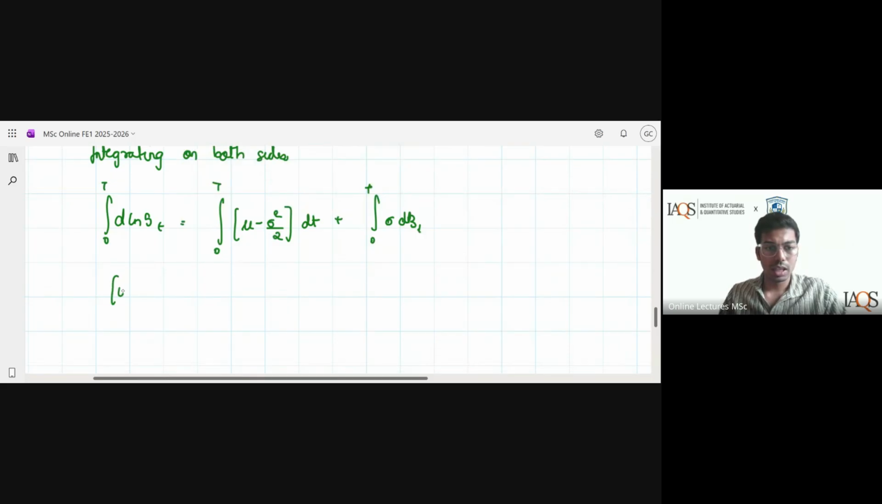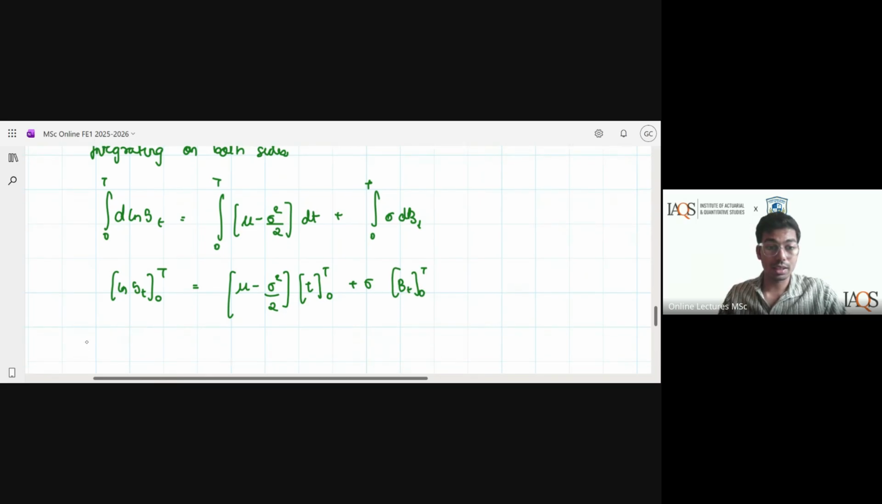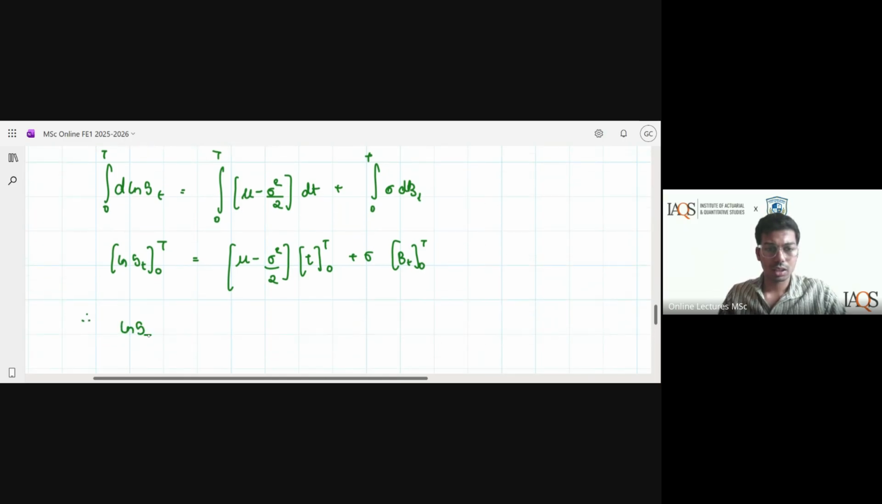Can I say this will be ln St going from 0 to t? This mu minus sigma square by 2 will come out as constant. I'll have t going from 0 to t, plus sigma will be constant, dBt going from 0 to t. Can I say this is ln St minus ln S0 is equal to (mu minus sigma square by 2)t. The other term will be 0 plus sigma Bt. B0 is 0. Starting point of standard Brownian motion is 0.